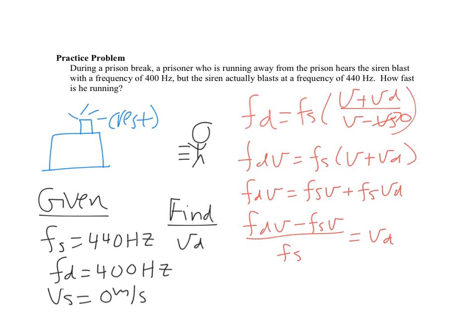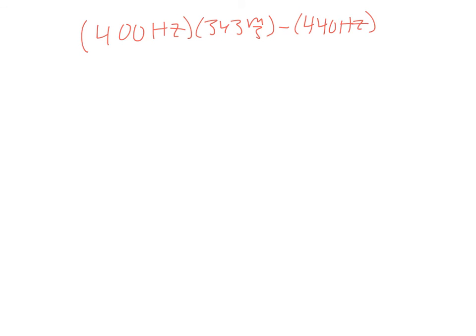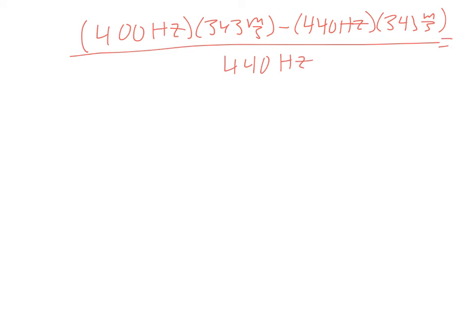Let's put the numbers in. I'm just going to go to the slide so I have room. So my Fd, 400 hertz, times 343 meters per second, minus 440 hertz times 343 meters per second, over 440 hertz equals Vd. This comes out to negative 31.181, keeps on going, meters per second.